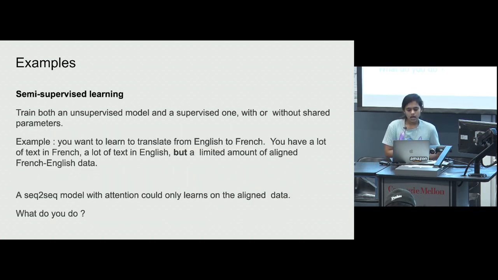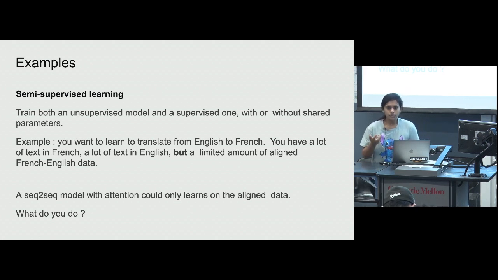Some examples of this kind of transfer learning: one is semi-supervised learning, where you train both an unsupervised model and the supervised one with or without shared parameters. A very simple example for this would be translating English to French, where you have a lot of text in French and a lot of text in English, but these are not aligned together. When you have to train a translation model, you need parallel corpora, which means you need a sentence in English and a corresponding sentence in French. But what do you do when you do not have data like that?